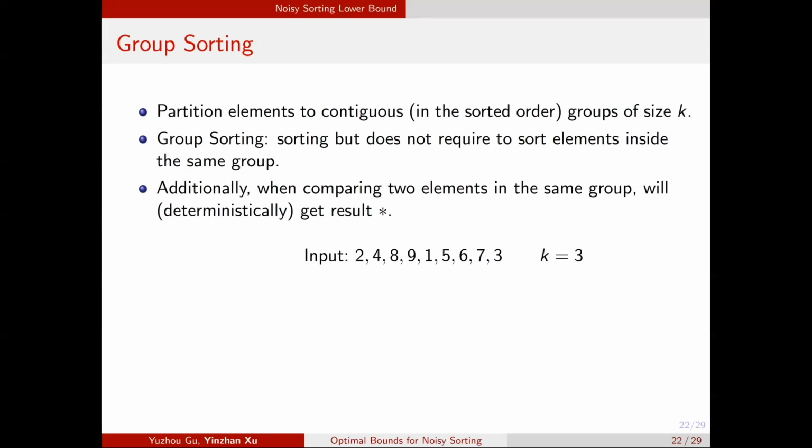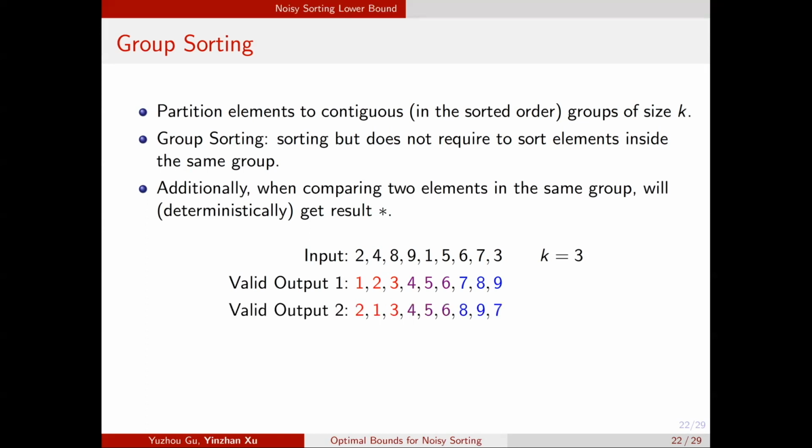Okay, so here is an example input for group sorting, where k is 3. One possible valid output is to sort the whole array. And of course, this is a valid output for group sorting. And we can also just not sort inside each group. And so the second output is also a valid output for group sorting. And of course, there are more valid outputs for this input.